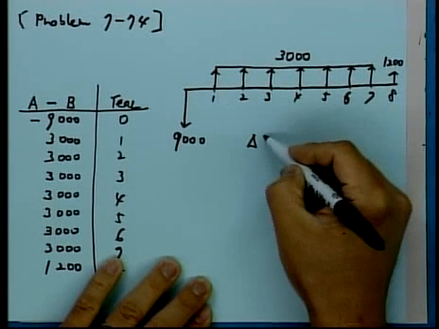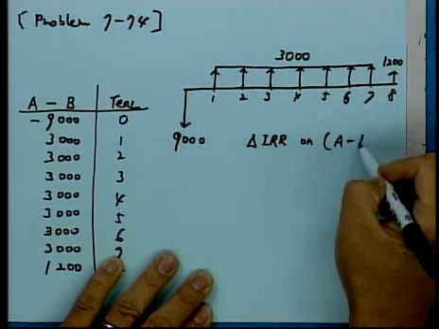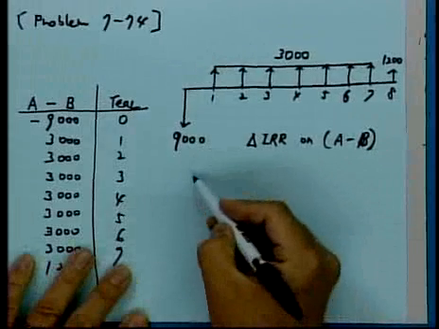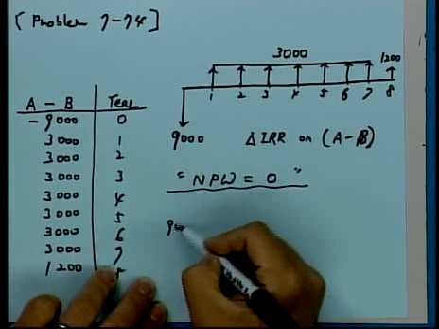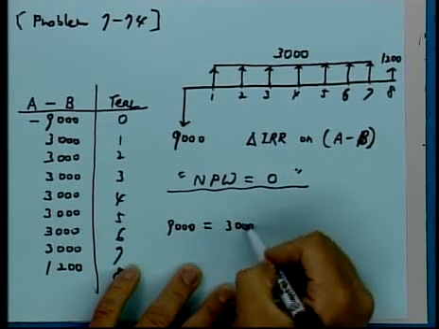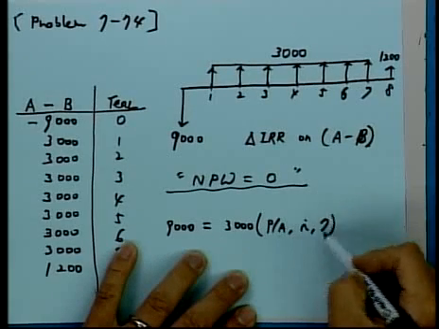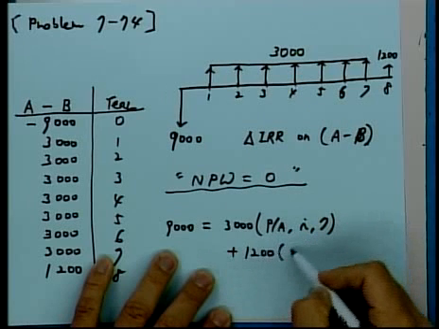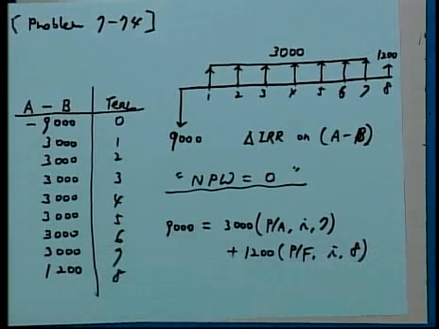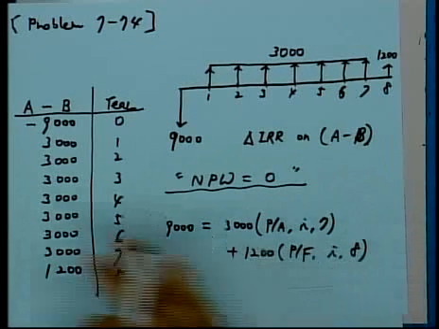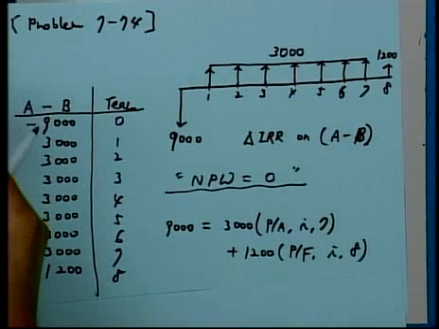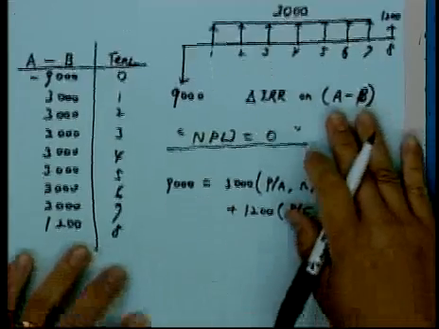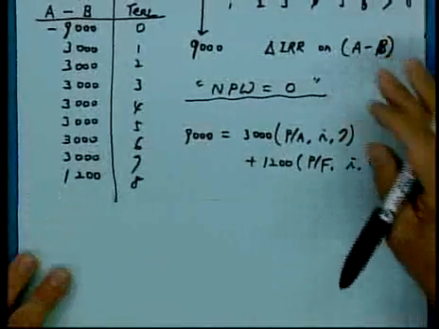Now we need to compute incremental rate of return based on A minus B, right? Again, we are going to use the criterion net present worth equal to 0. So here 9,000 equals 3,000 times P given A I over 7 periods plus 1,200 times P given F I over 8, right? So again, we are going to use trial and error method.